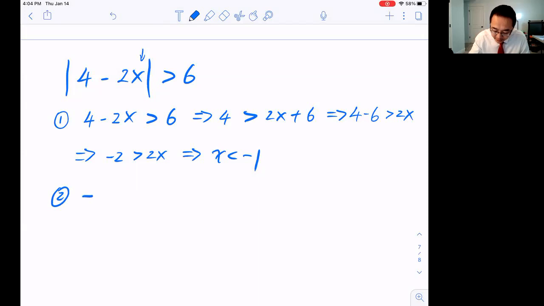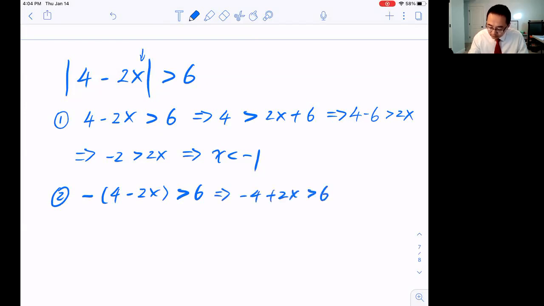Then in that case, the negative of 4 minus 2x is greater than 6. That's the other possibility, right? So then again, you just do the same thing and solve this. So this equals -4 plus 2x is greater than 6. You add 4 to both sides, then 2x is greater than 6 plus 4, which is 10. You divide both sides by 2, and you get x is greater than 5.